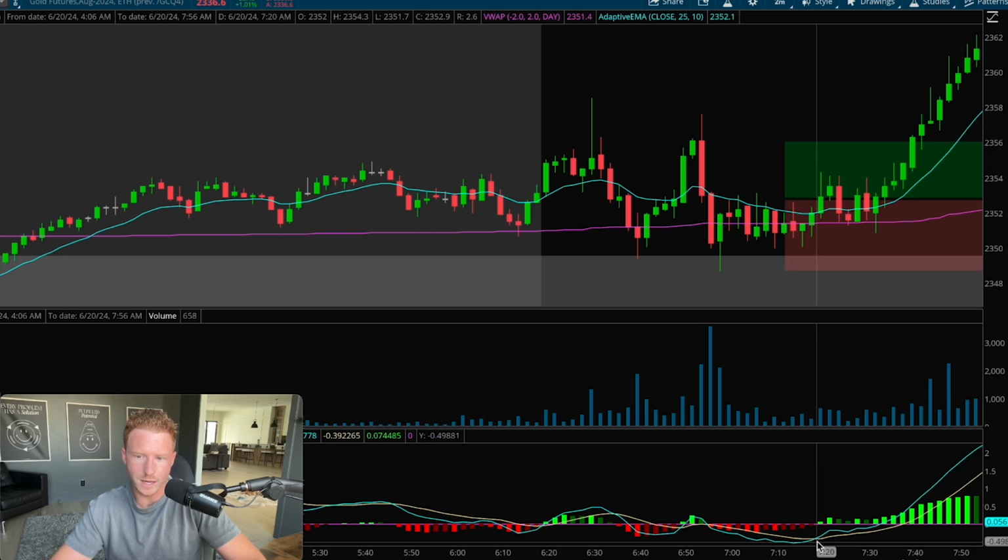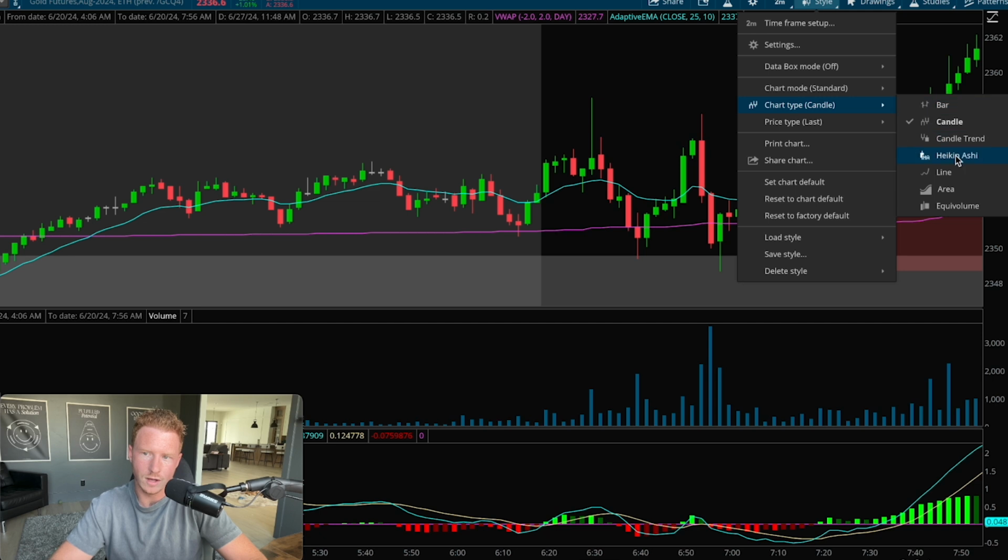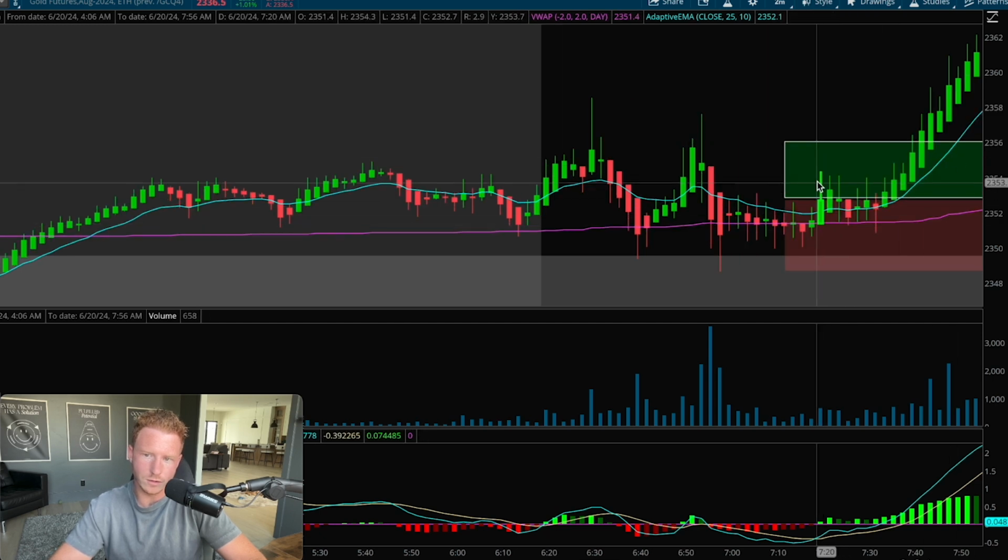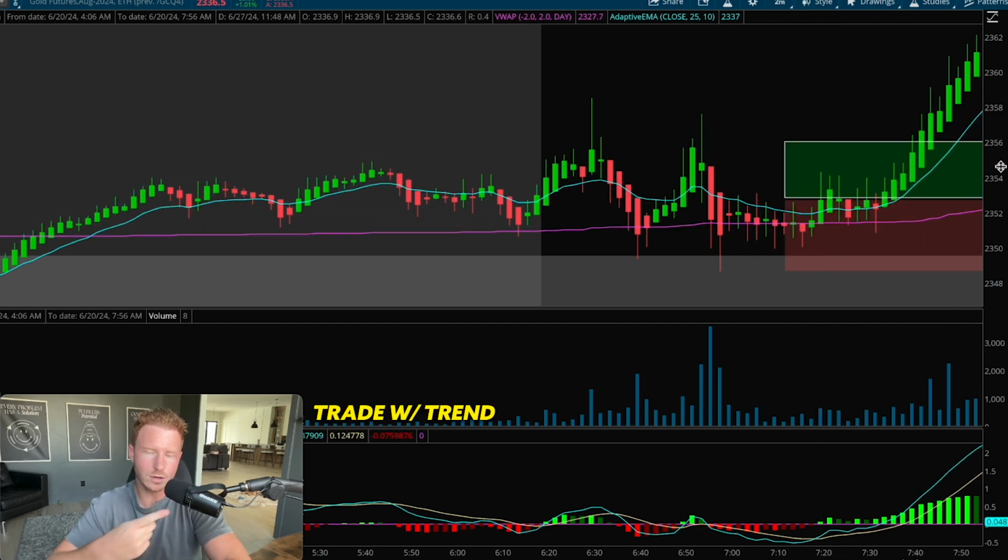I like to wait for the MACD to cross. I actually use Heikin-Ashi candles, so I switch my candles up. I wait for a green Heikin-Ashi candle. I only trade with the trend. I only trade pullbacks. So everything was lined up.